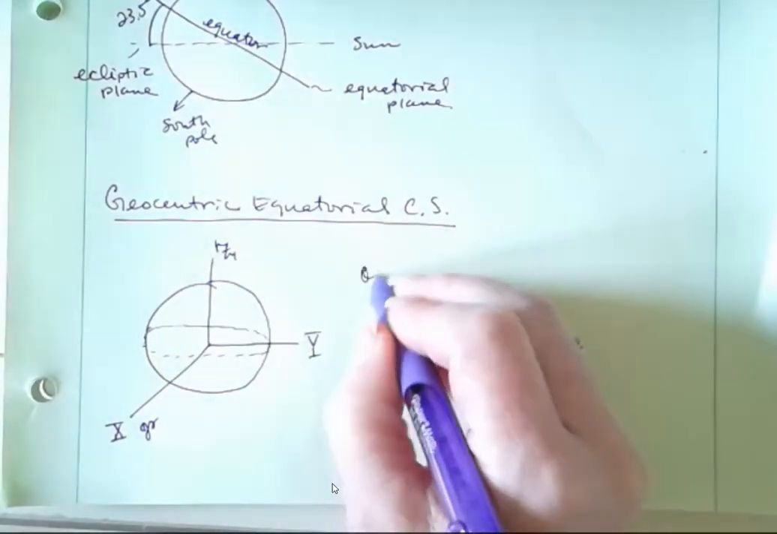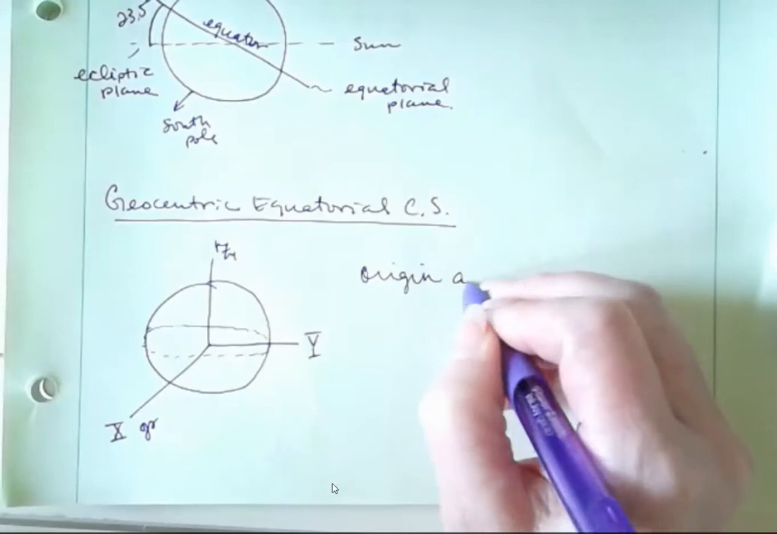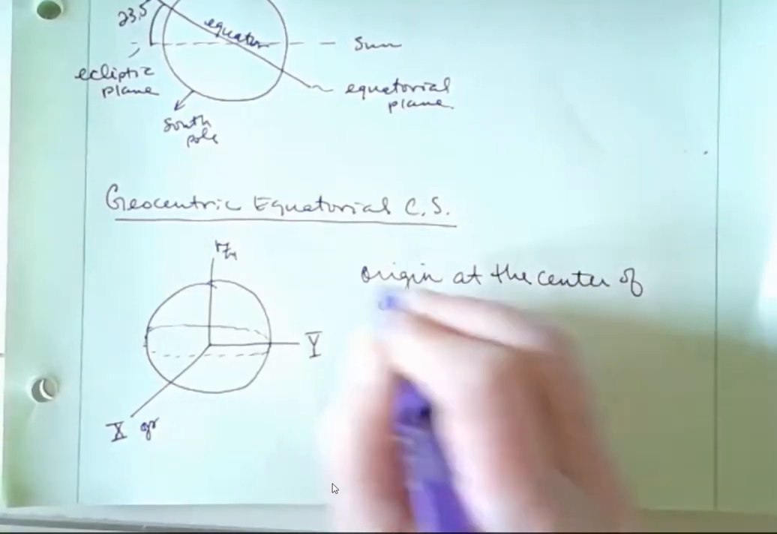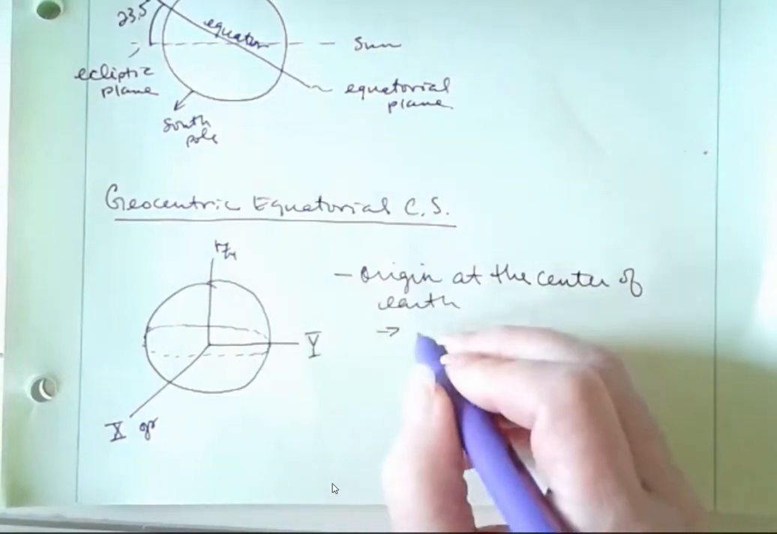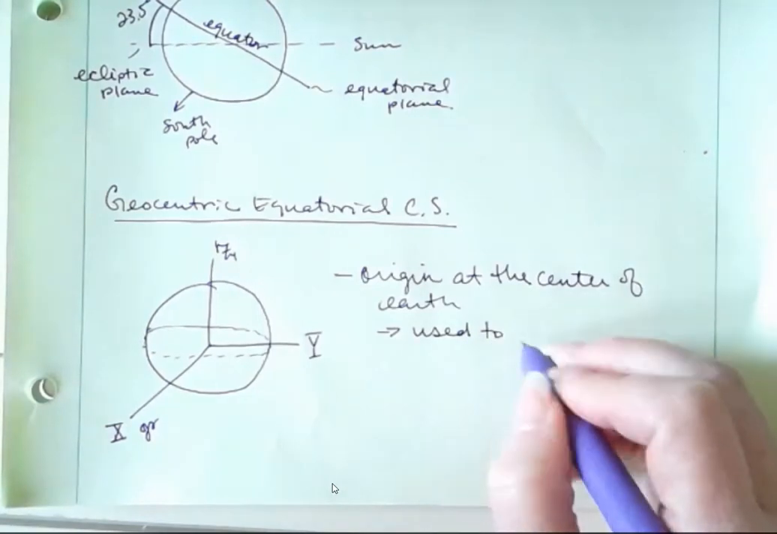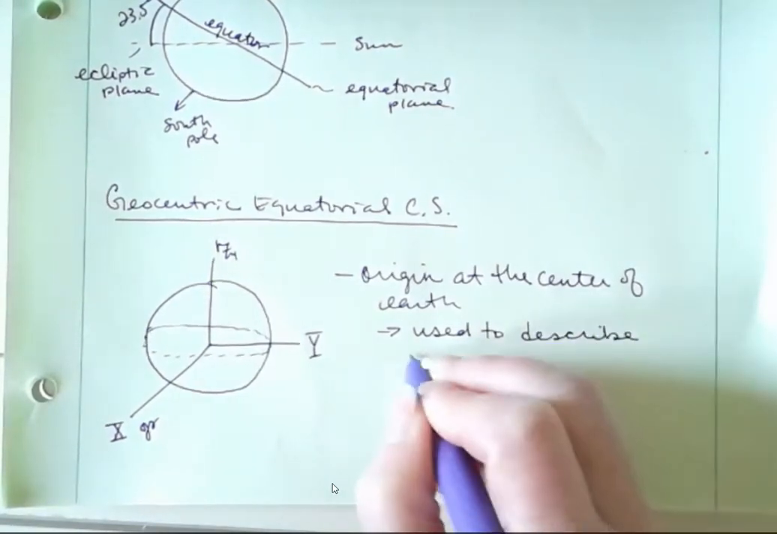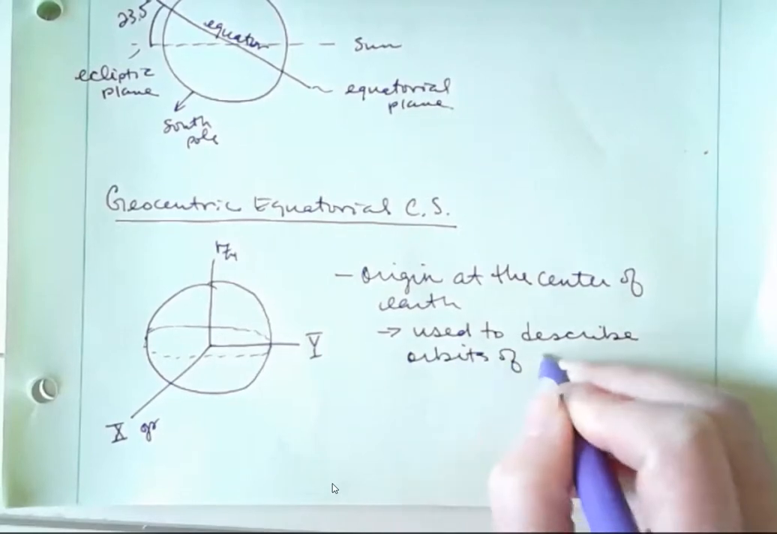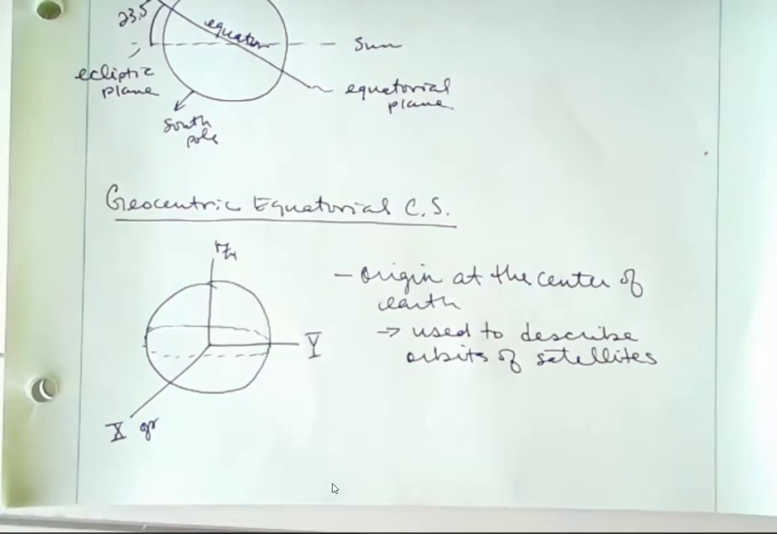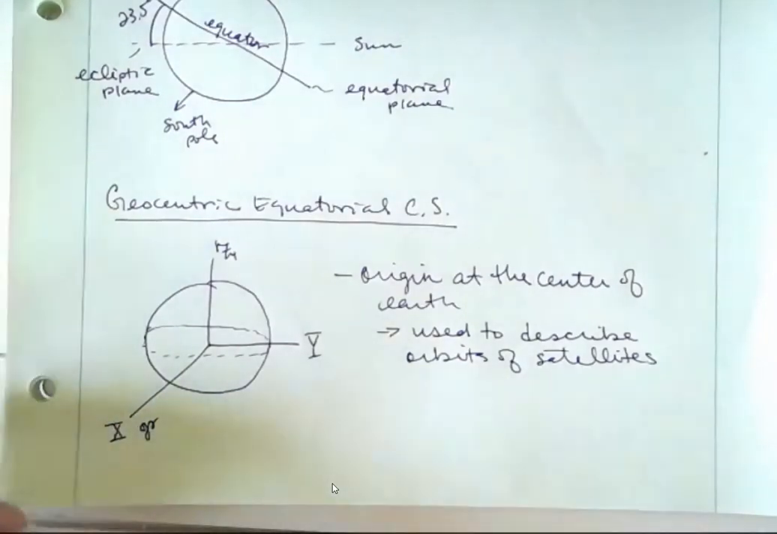Okay. So for this one, we're going to have the origin at the center of the Earth. Right. And this is going to be your basic coordinate system that's going to be used to describe the orbits of satellites. Okay. So we'll be using this one later on. All right. So just remember the origin's at the center of the Earth. Okay. All right. So there's that one.